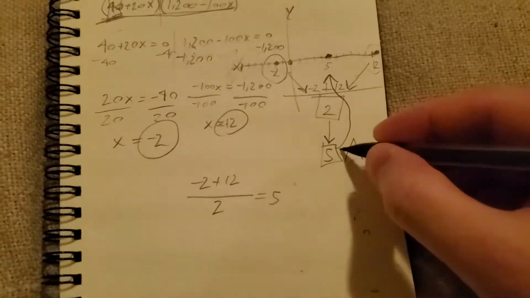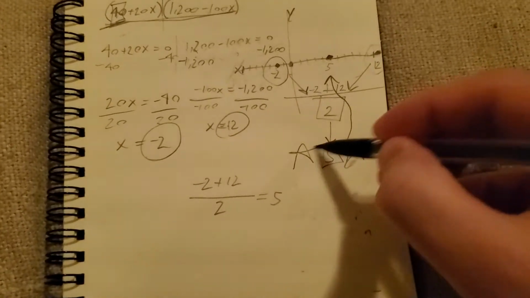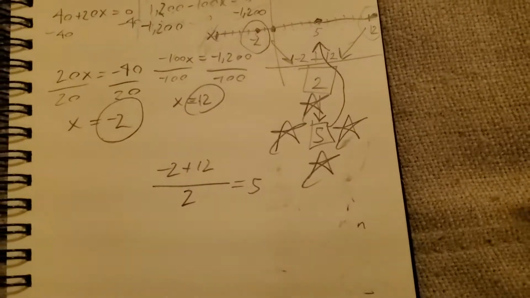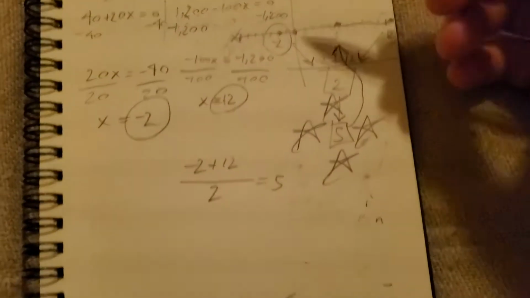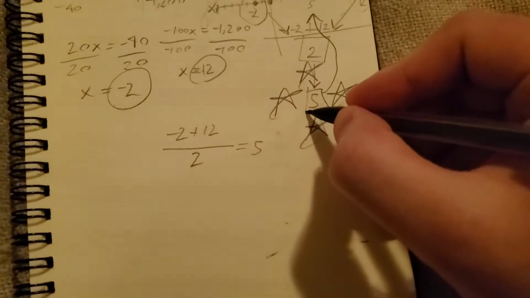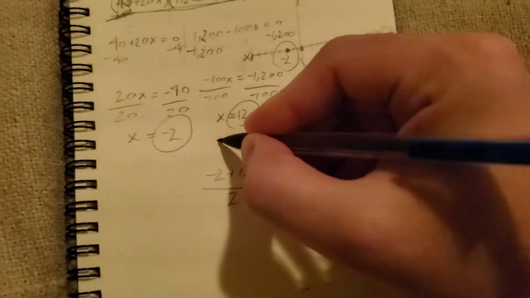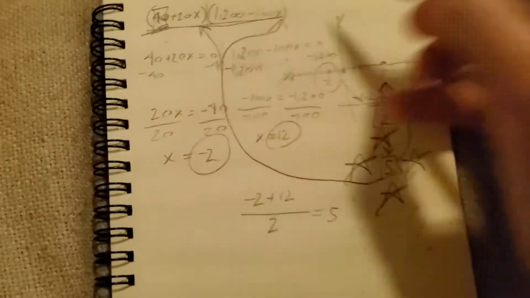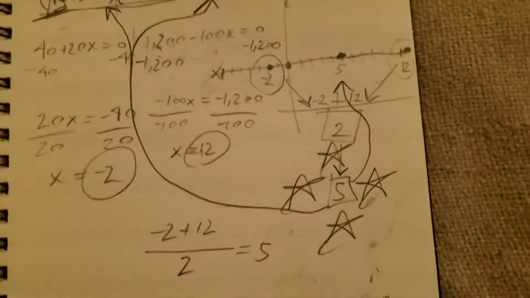Now, once you have 5, this is your golden ticket. Essentially, this is what you need to find the vertex of the parabola. So we're going to take this 5, and we're going to plug it into the x values of our original equation.